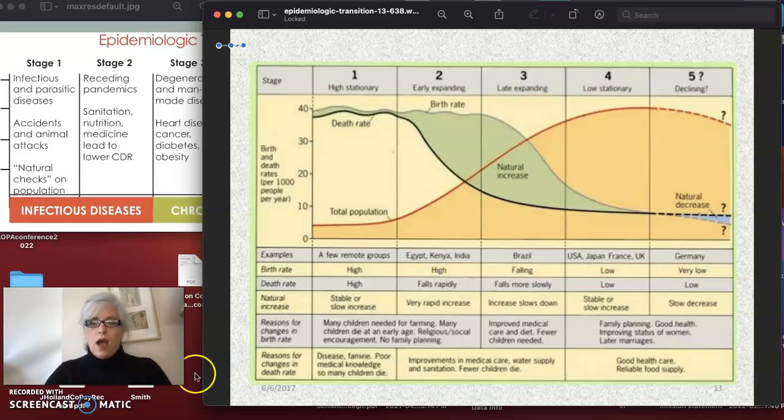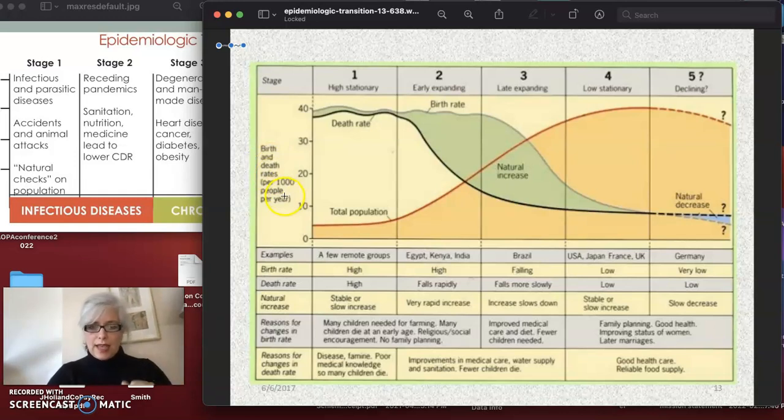Okay, so in this more detailed one that I'm showing you now, you'll see this first column shows that across the top there are stages. So this chart is divided into different stages of human history, so to speak. You see birth rates and death rates over here in this column, per 1,000 people per year. So if it's at 40, we're talking about 40,000, right? And so it's birth and death rates per 1,000 people per year, okay?